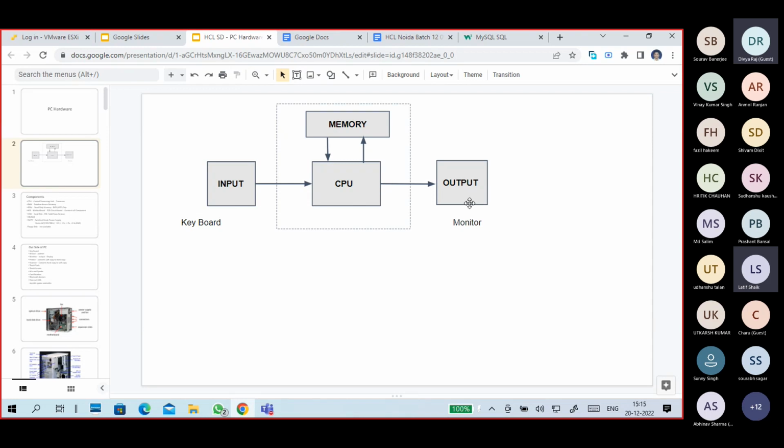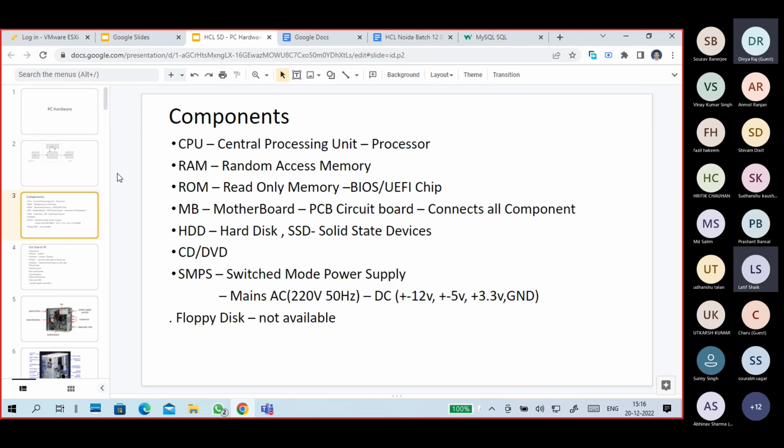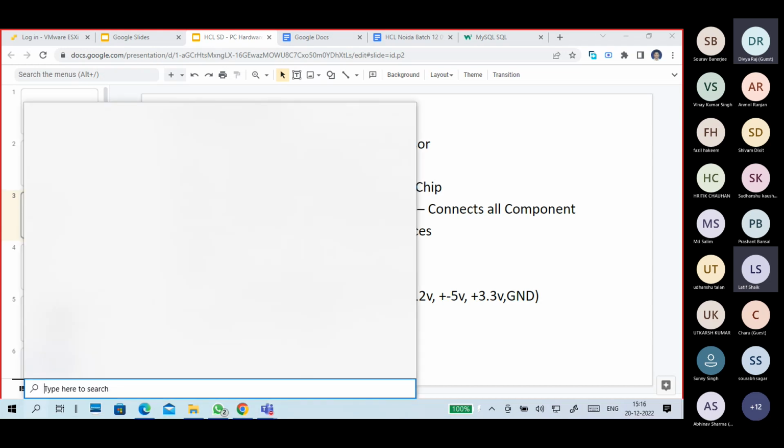It puts it on an output device like a monitor. This is the traditional block diagram. Later the block diagram will change, so we'll see that. Here it is. There are basic PC components, the internal components.